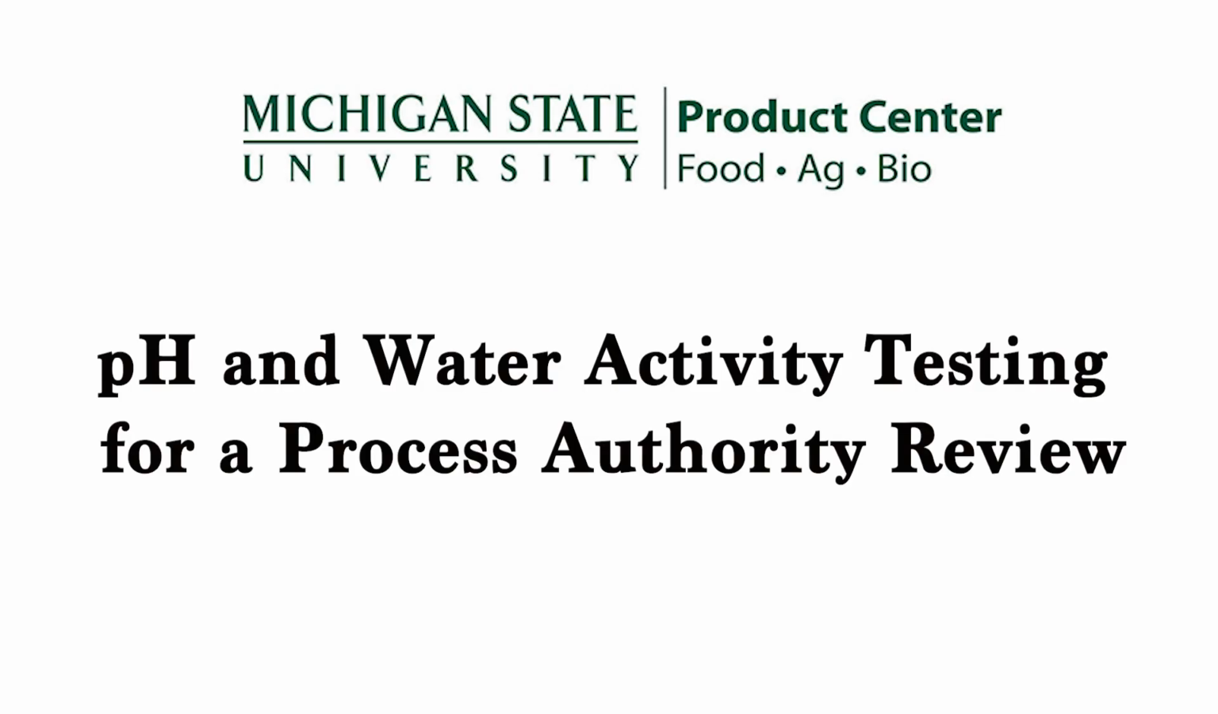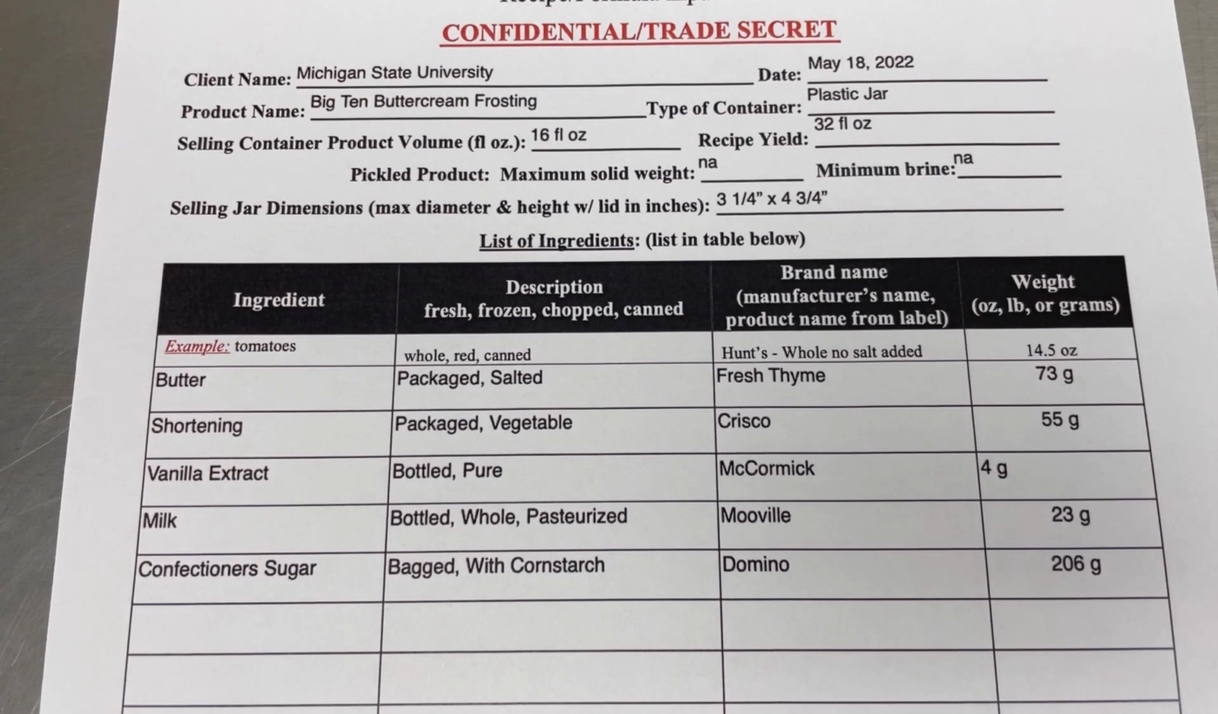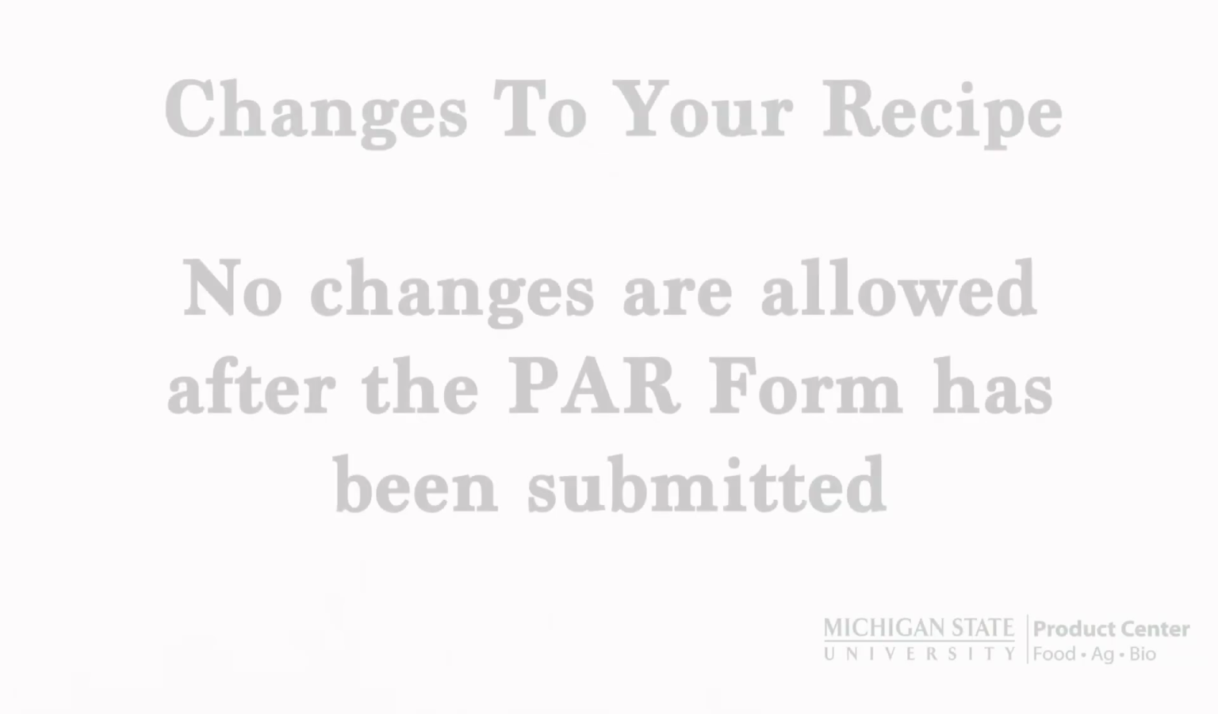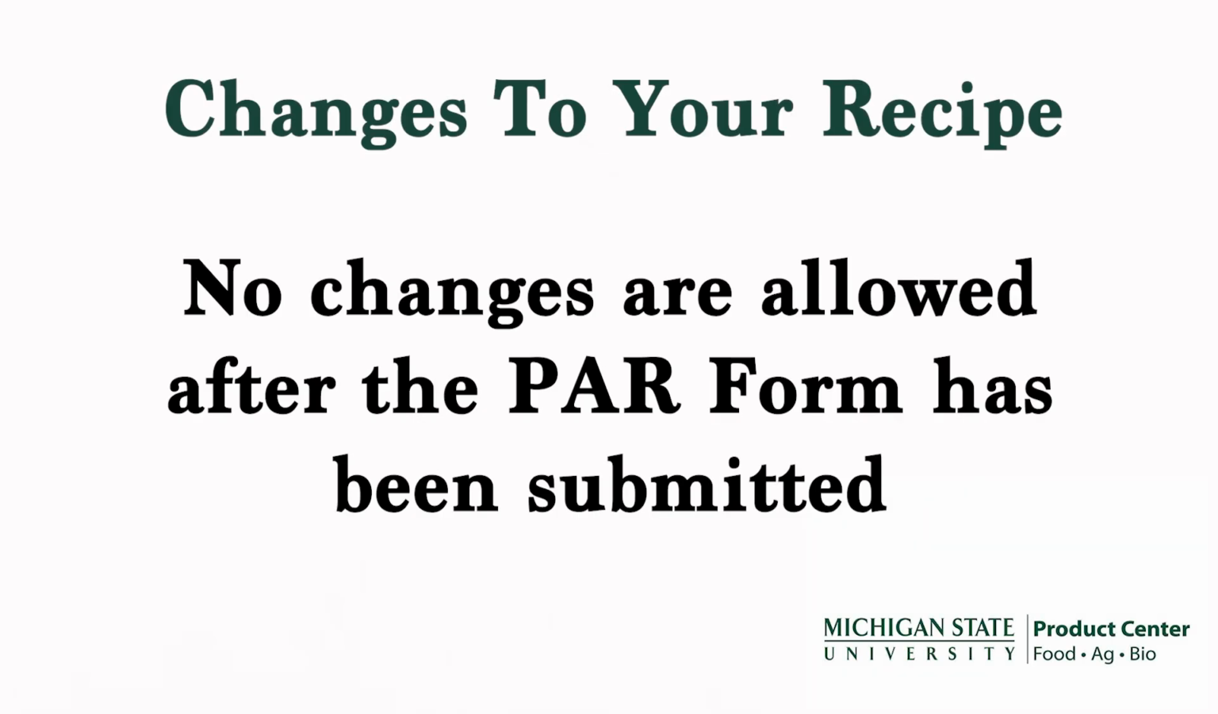Once you have submitted your intake form to your counselor, they will contact our staff at the MSU Food Processing and Innovation Center to begin the process authority review. Note that you will not be able to change your recipe after the PAR process is completed and a classification letter is issued. This means if your ingredients list fresh tomatoes, you'll not be able to switch to canned tomatoes without going through the PAR process again.